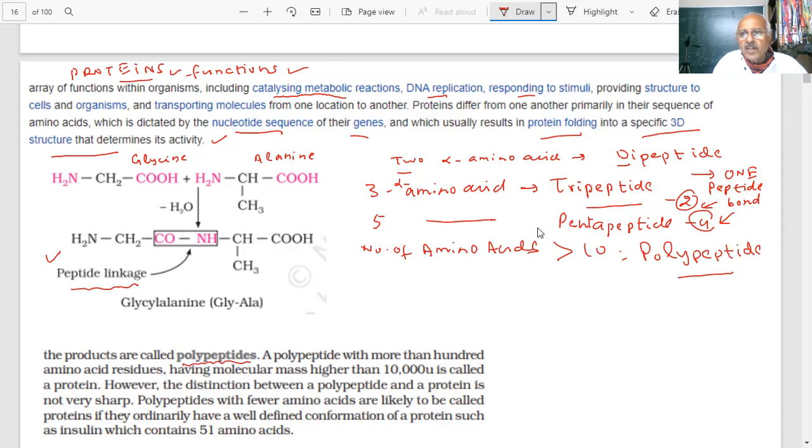And when it contains more than 100 amino acid residues, we call them residues because you know what is lost from it. It is not a complete amino acid, there is a loss of water, you have seen that. Their molecular mass is more than 10,000 U, that is, one molecule. This is called a protein.